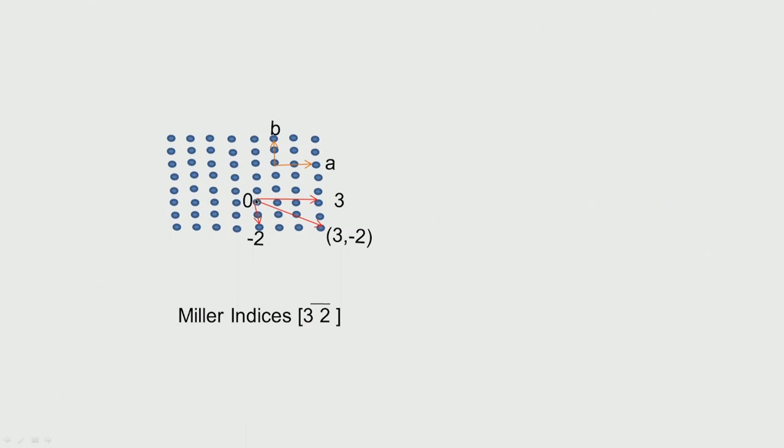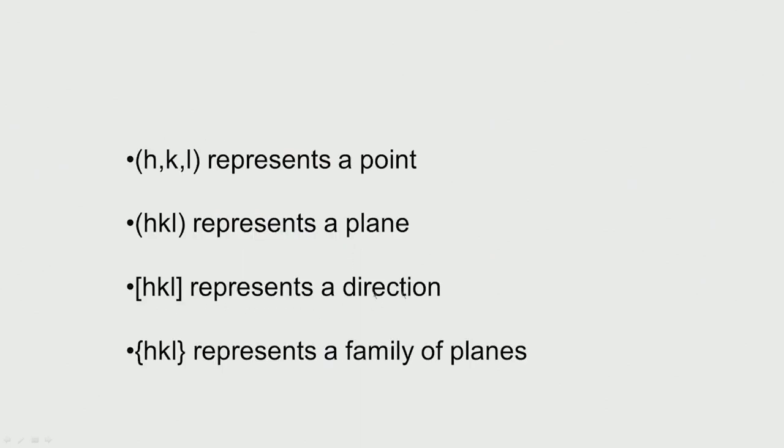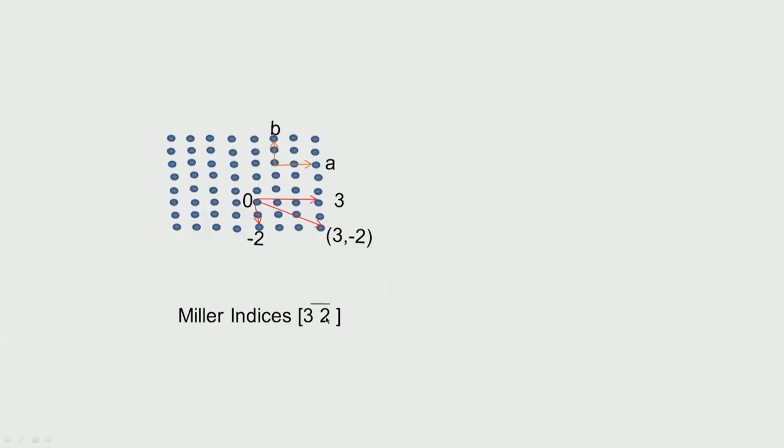Because A is going like this and B is going like this, we call this minus 2. So this point is called 3 comma minus 2. Now the Miller index for this represents a direction. We call it 3, 2 with a line on top, in a square bracket. A line on top means negative, and the square bracket tells you the direction of this vector. When you put 3 comma minus 2, that represents this point.